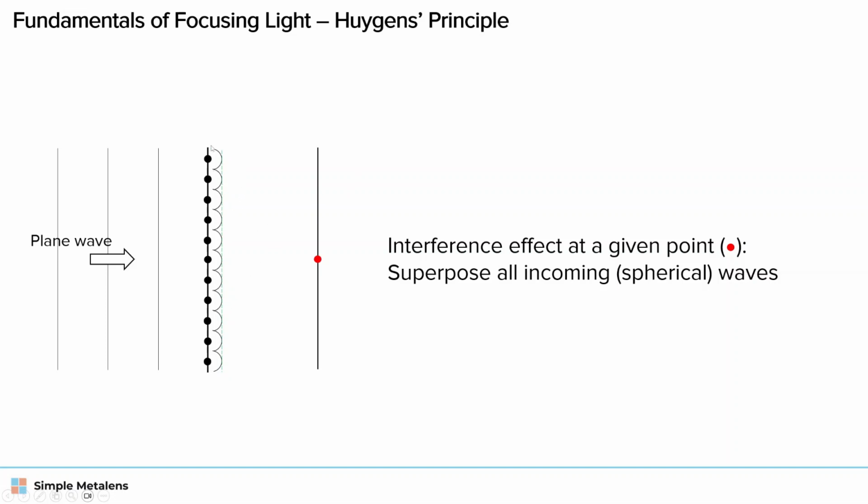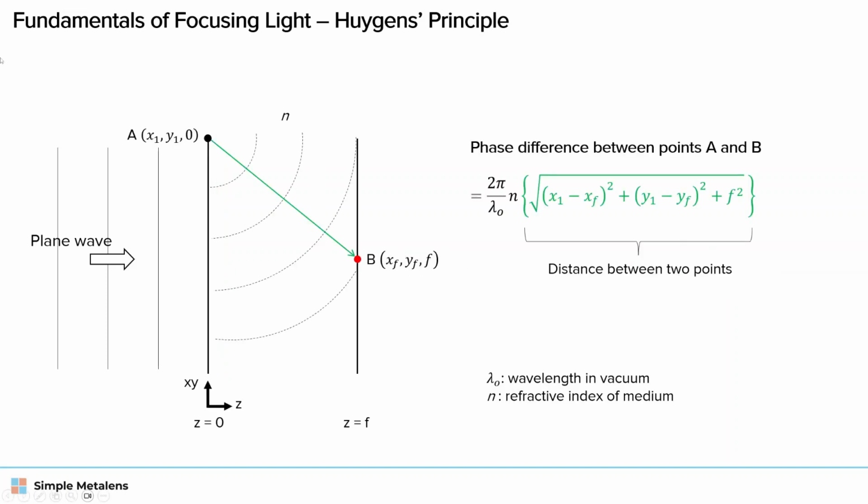Since there are infinitely many points on this plane, I'm going to show you how the interference works using just a few points. Here on the incoming side, we have point A that's generating a spherical wave, and it's going to reach point B at a certain phase. The phase difference between point A and point B is given by this equation.